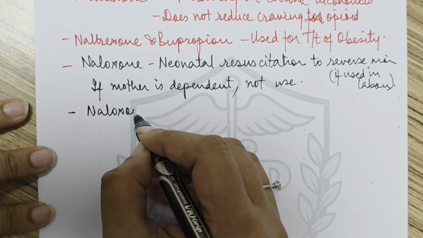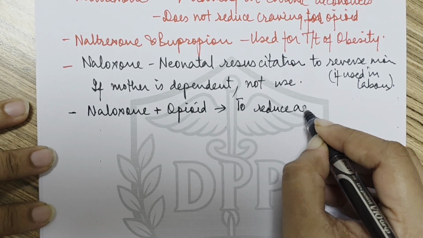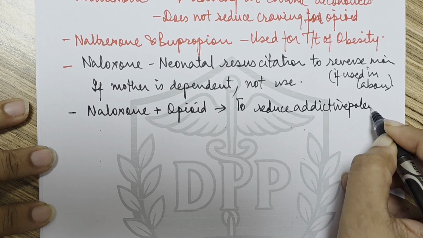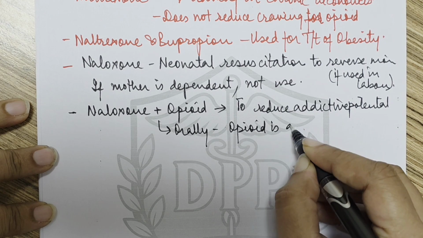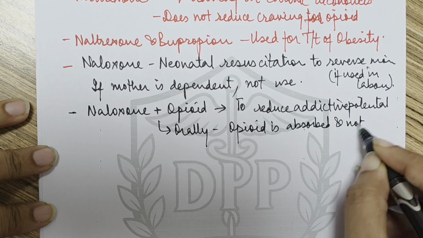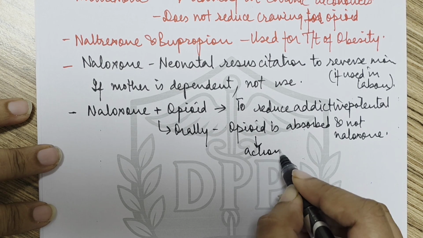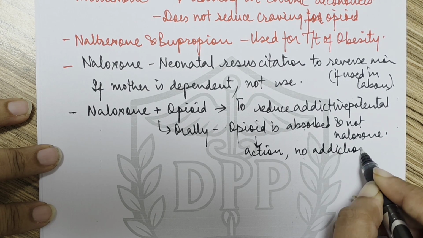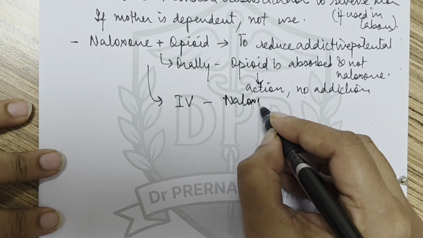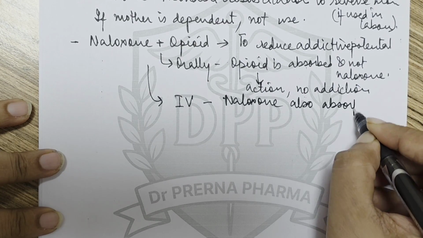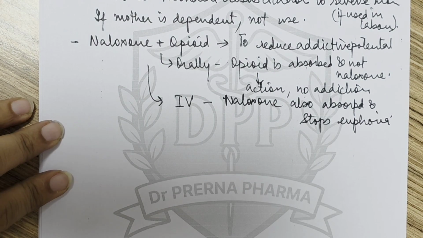Then naloxone is added with the opioid to reduce addictive potential. So what happens is when they take the combination orally, then opioid is absorbed and not naloxone. So in that case opioid action is present but no addiction. But if you give it IV, then naloxone is also absorbed and stops the euphoria, right?